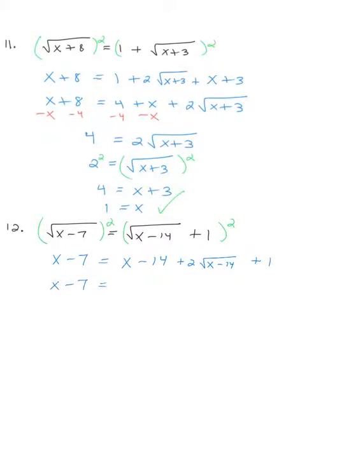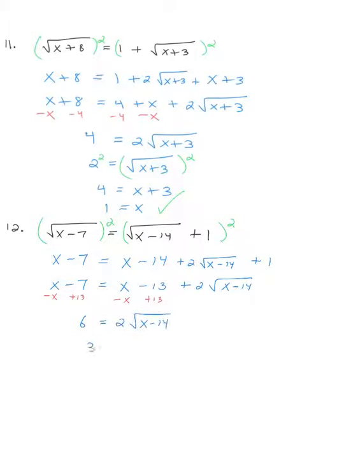Okay, we get x minus 13 plus 2 the square root of x minus 14. I'm going to subtract x from both sides. That's nice that it cancels from the equation. And I'm going to add 13, doing that at the same time. This time we get 6 is equal to 2 times the square root of x minus 14.